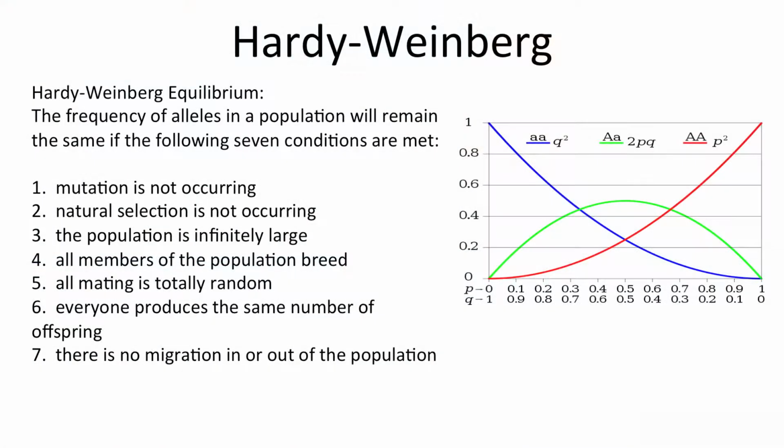But some animals have big broods and produce lots of offspring. Sea squirts just spawn their eggs into the ocean and could have hundreds of offspring every morning. Populations differ, right? Number 7, there is no migration in or out of the population, right?